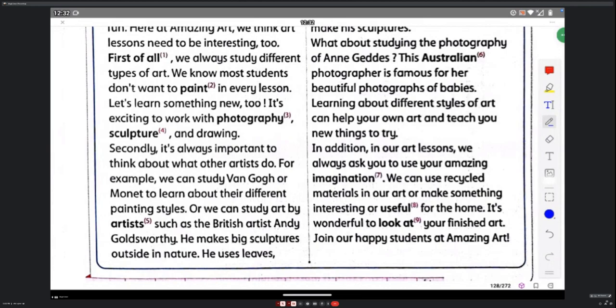Here we have names like Andy Goldsworthy and Van Gogh. Van Gogh, a German artist, and Andy Goldsworthy, a British artist.